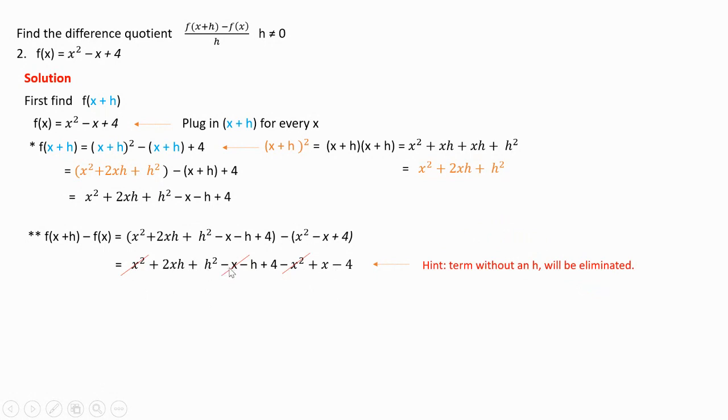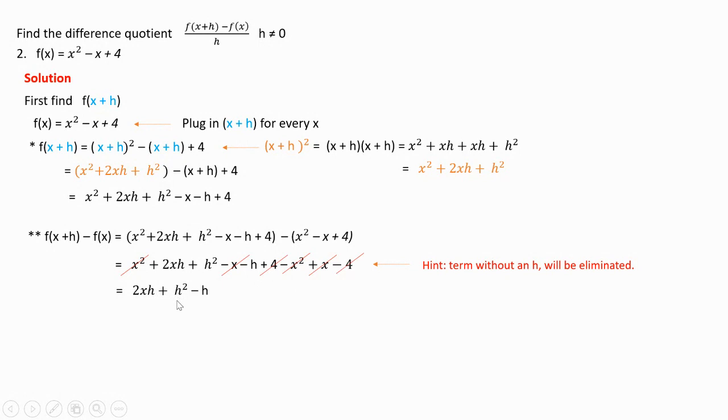Does the x have an h? No, it doesn't. So somewhere there's going to be a positive x, and here it is on the second to the last term. Now the h, does this term have an h? Yes, it does. So it stays. Does a 4 have an h in this term? No, it doesn't. So somewhere there's going to be a negative 4. So it cancels with the last term here. So what's left is all the terms that have an h in the term.